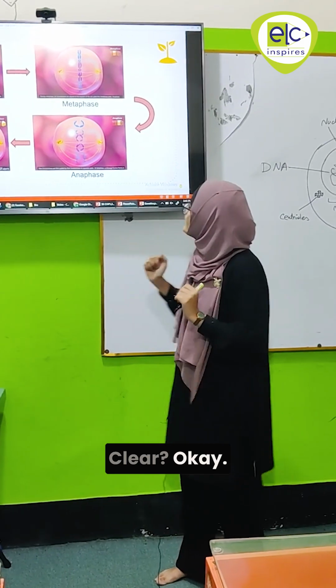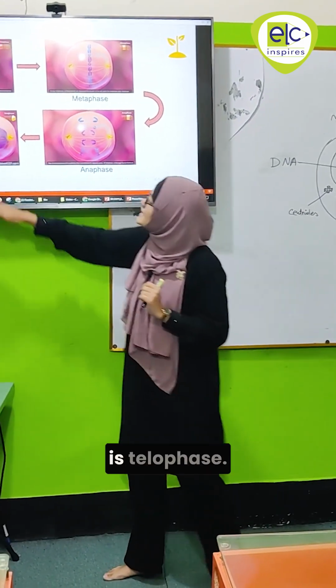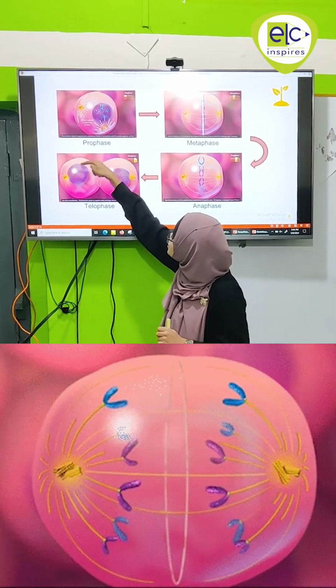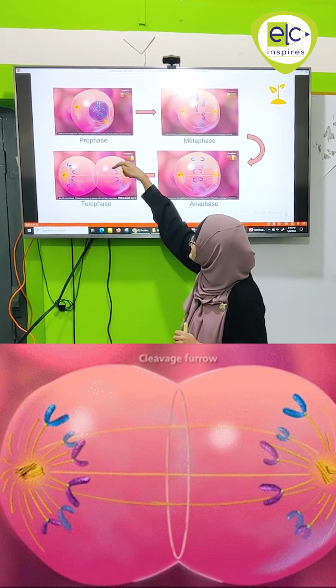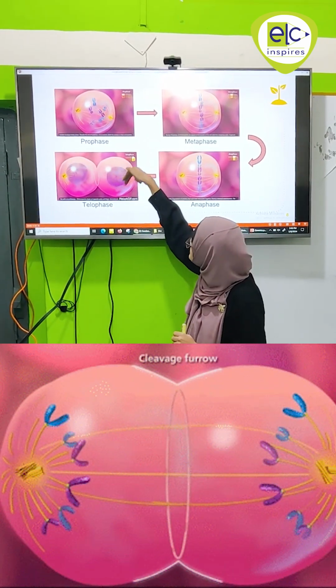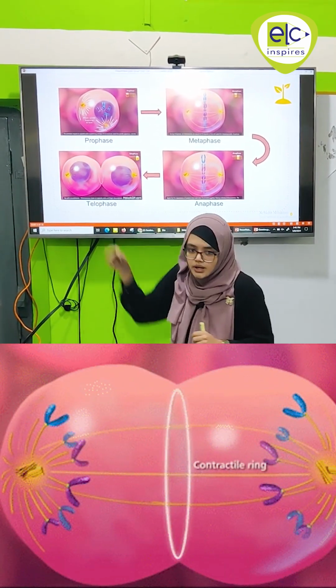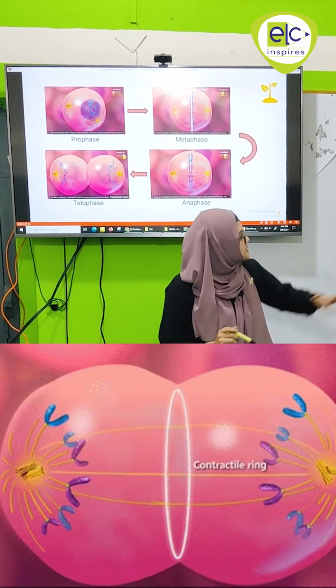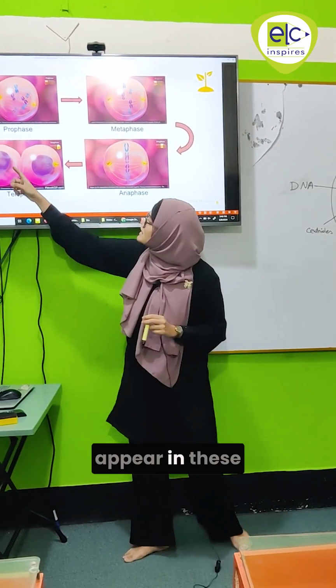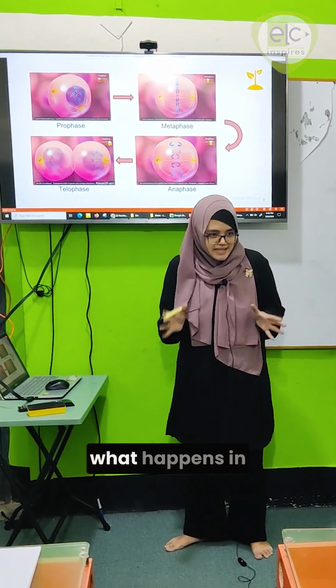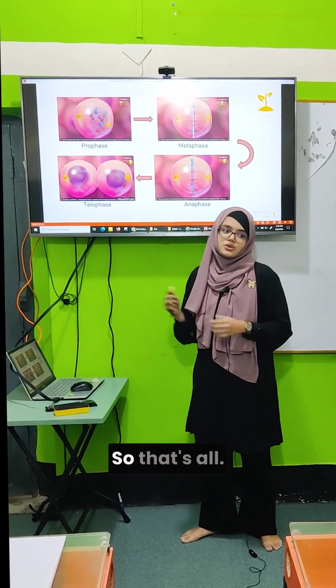Clear? Yes. Okay, next what happens is telophase. The chromosomes that have already split into 2 halves will now form 2 different nuclear membranes. You see, 2 different nuclear membranes will form, and the centrioles will appear in these 2 nuclei. So this is what happens in mitosis. So that's all.